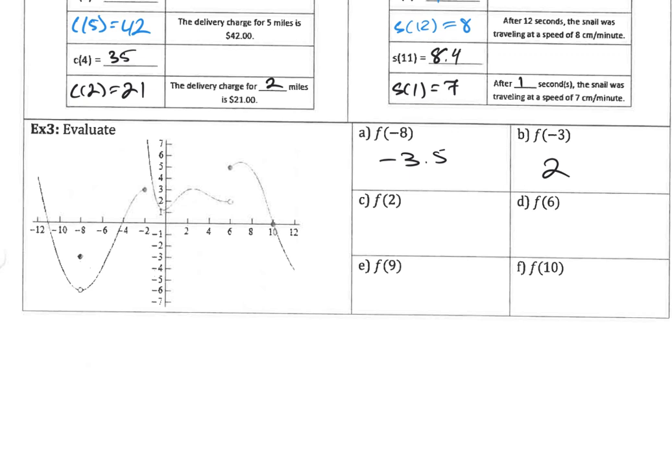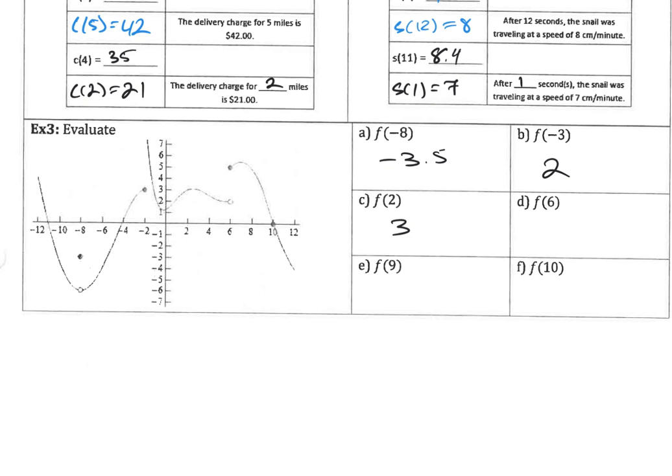At f of 2, we're going to go positive 2. We're going to go up again. We have to kind of estimate here, but that seems to be pretty close to 3. So we're going to go ahead and just say it's 3. Again, we're estimating these because our grid lines are not clear and it's not an exact value.